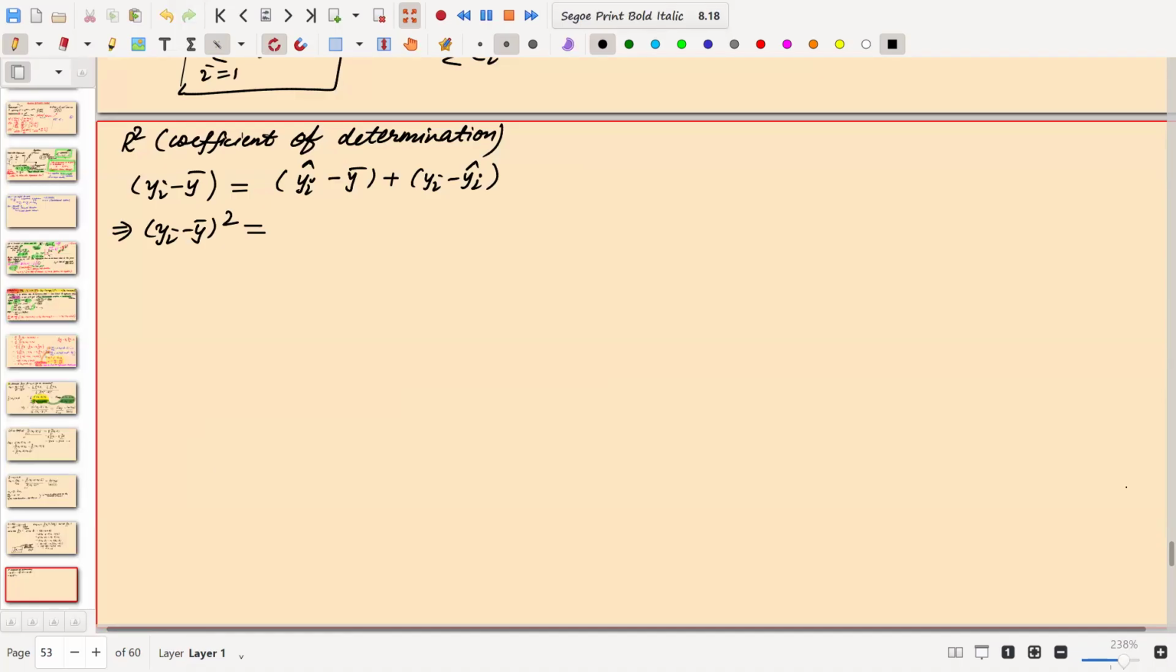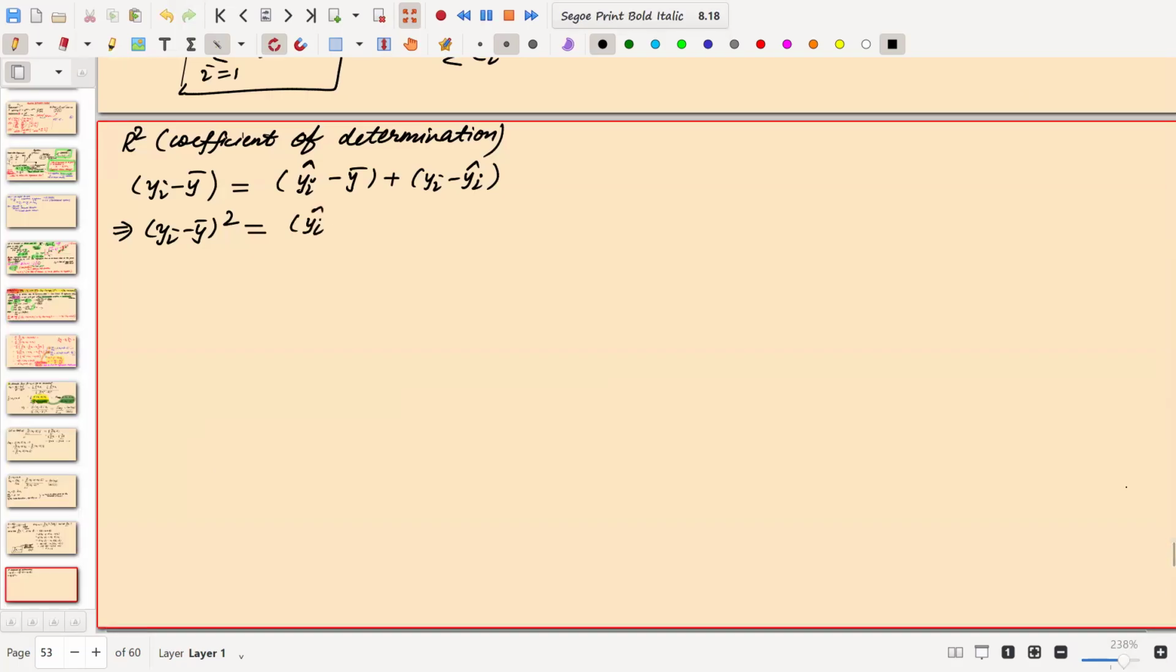What will I get? So mind you, this equation is going to give you a very nice and important condition, really very important condition. So I suggest everyone to try this. If you take the square, what will you get? So (a plus b) whole square.